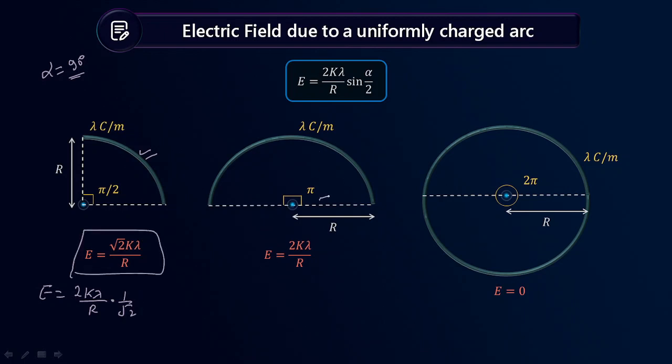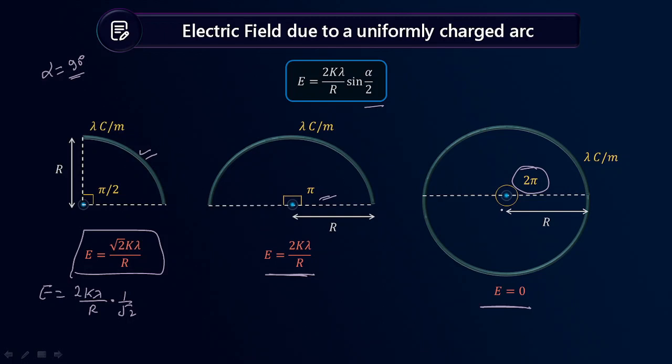If the angle is pi, so pi by 2 is what? 90. Sine 90 is how much? 1. So E will be equal to 2k lambda by r. If the angle is 2 pi, then 2 pi by 2 is what? Pi. So E will be how much? Sine pi is 0. So the electric field at the center will be 0.